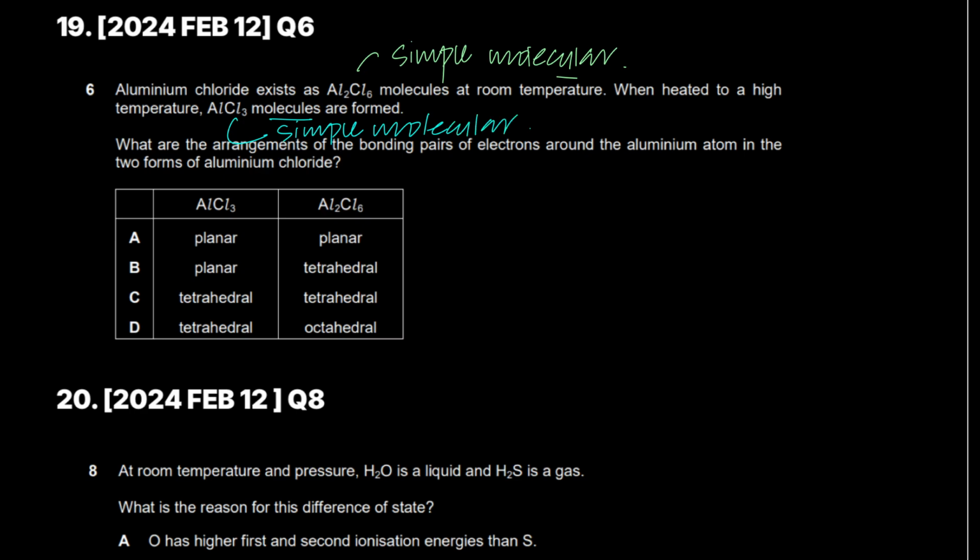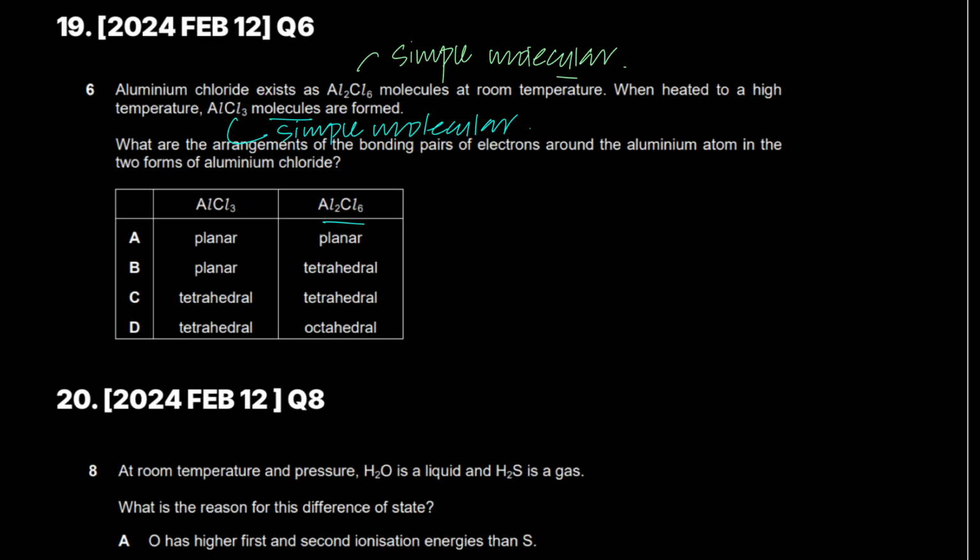We also know from chapter number 4 that if AlCl3 has water, it's surrounded by water, then it becomes a hydrated ion. Aluminum bonds with 6 H2Os. Remember that? That's why I said only do MCQs when I tell you to do them. Now, what are the arrangements of the bonding pairs of electrons around the aluminum atom in the two forms of aluminum chloride? He's asking you the shapes for it.